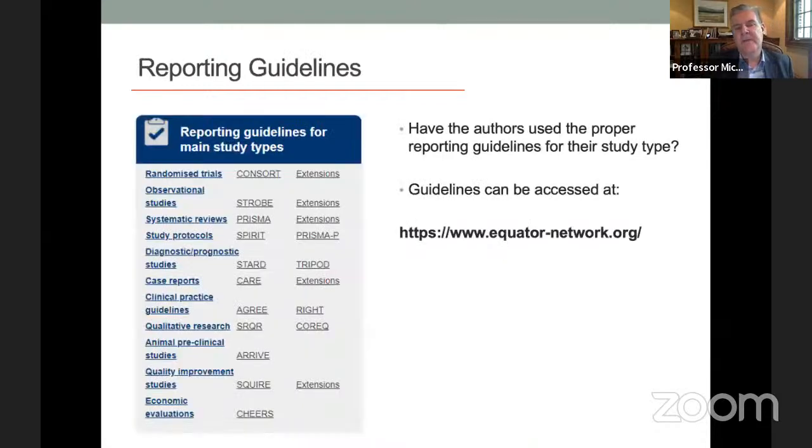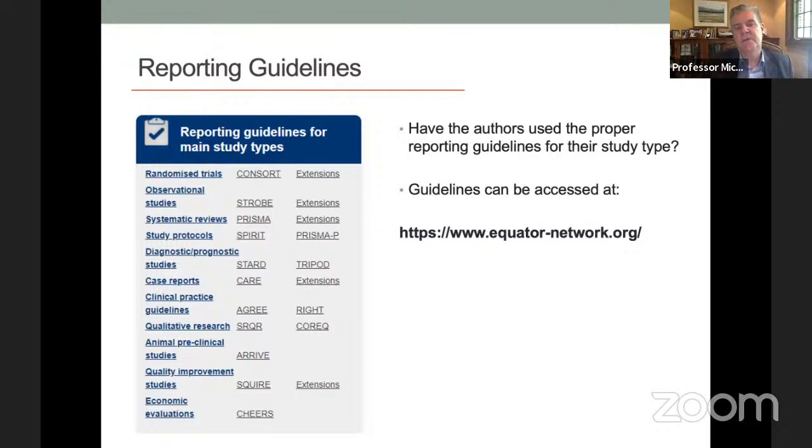So I'll just spend a few minutes on this slide, which is an important slide. And the website that you may wish to reference is listed here: equatornetwork.org. And these are the reporting guidelines for main study types. So randomized trials generally are reported consistent with CONSORT guidelines, and there are specific checkpoints that need to be reported.